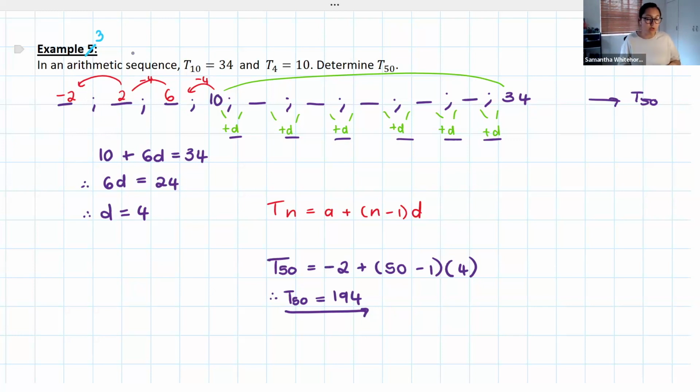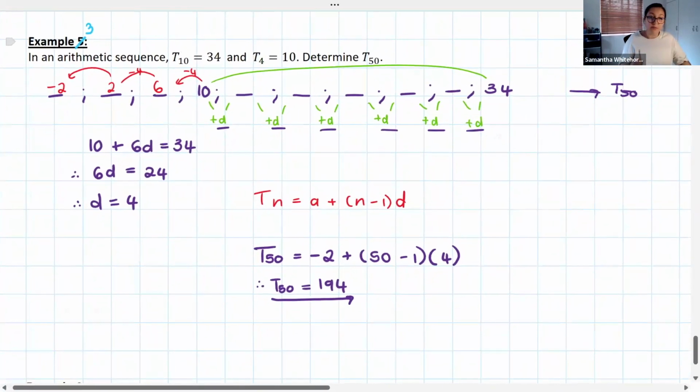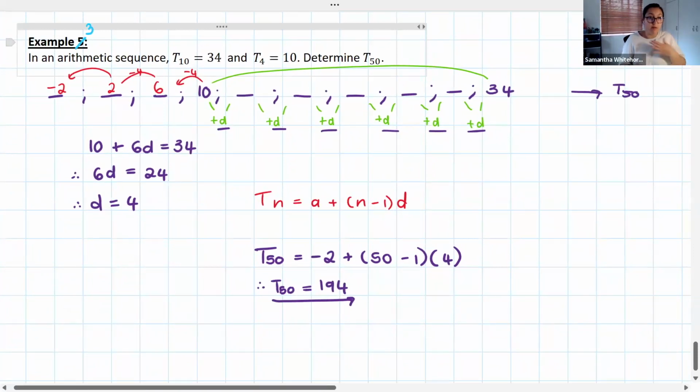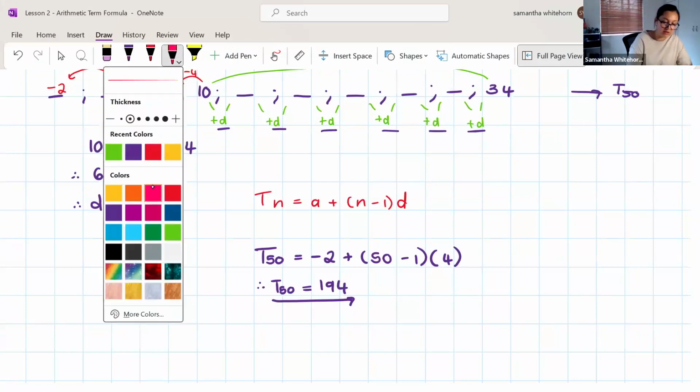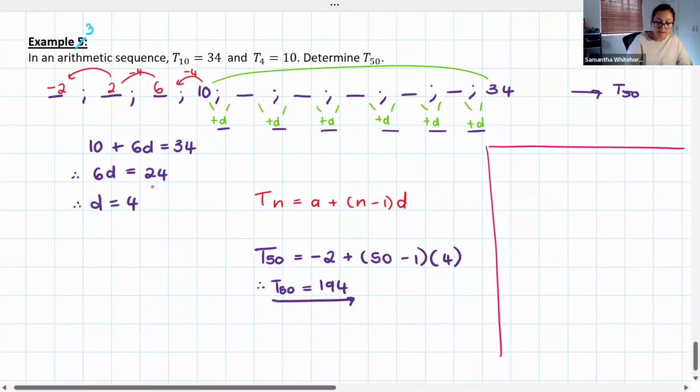So out of interest, if you look at this, can anyone think of another way that they might be able to deal with this? Because I'll be honest, this method would not have been my first thought. Nice, yes, simultaneously, guys. We could solve this simultaneously. Now, some people love simultaneous equations. Some people hate them. I love simultaneous equations. So I think that's why in my mind, I would just go straight to simultaneous. So I enjoy simultaneous. But you were given T10 is equal to 34 and T4 is equal to 10.